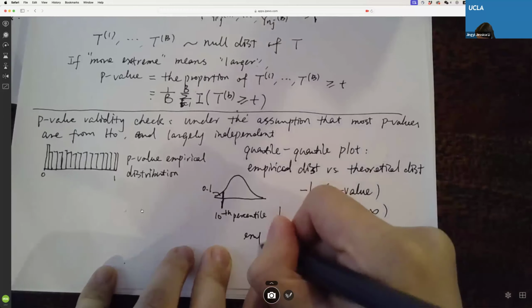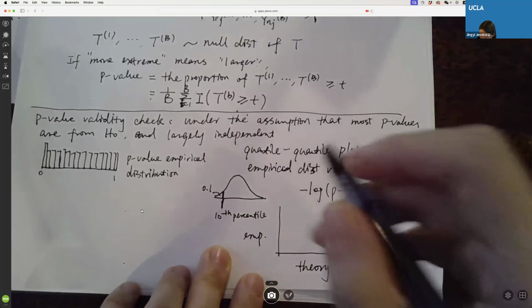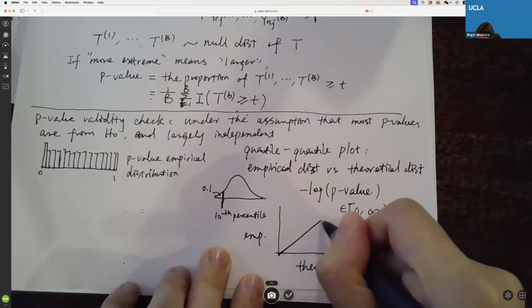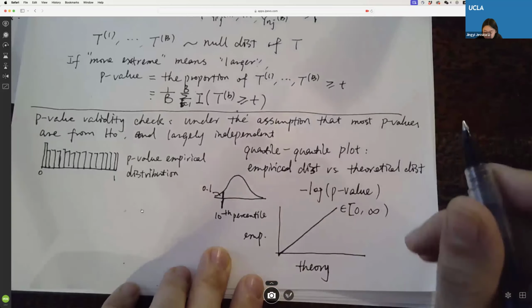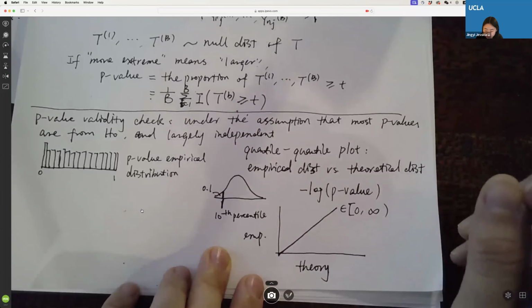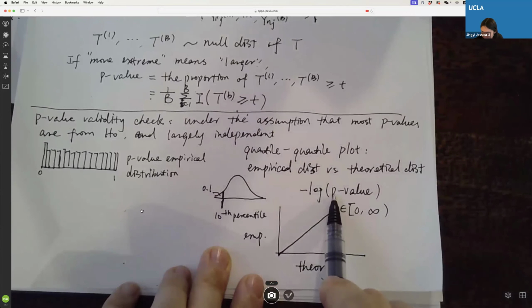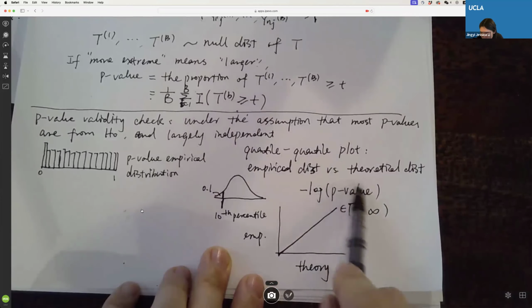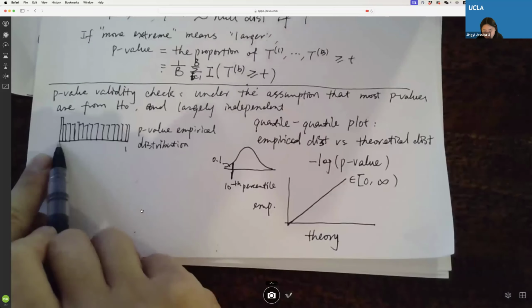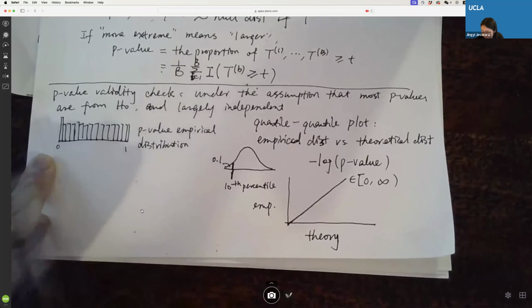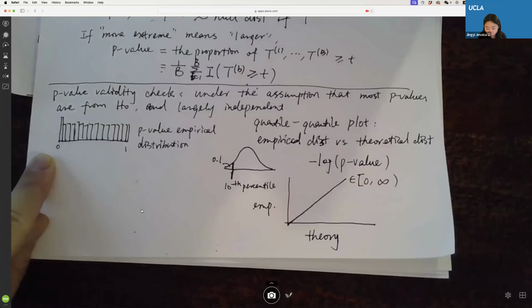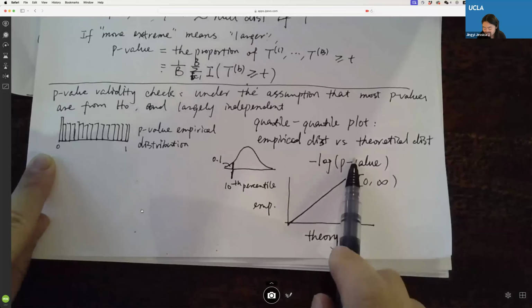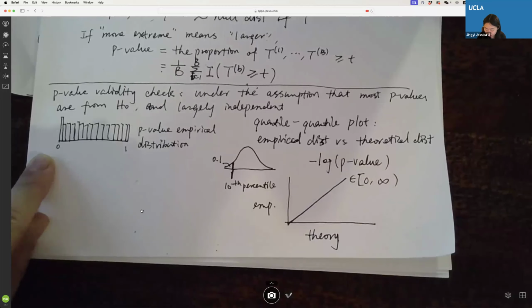This is the empirical thing. And then we will expect a straight line. That is, the theoretical quantile and empirical quantile perfectly match each other. But what could happen is that you expect to have more small p-values around 0 than uniform 0 to 1. So transforming to negative log, what does that mean? You expect to have more large values than the theoretical one. So having more large values, how would that affect our quantile?